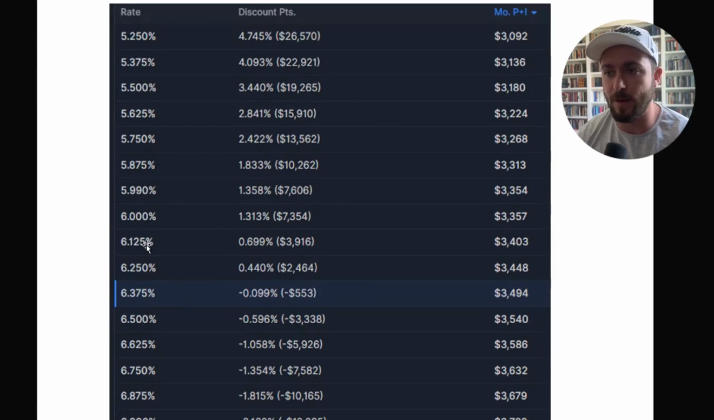It would be about $200 you'd be paying for it. But you as a consumer, you can pay this charge here. If you want a 6% or a 5.99, you can pay to get there, or you can choose to get a credit. You could take a higher rate and get a credit.